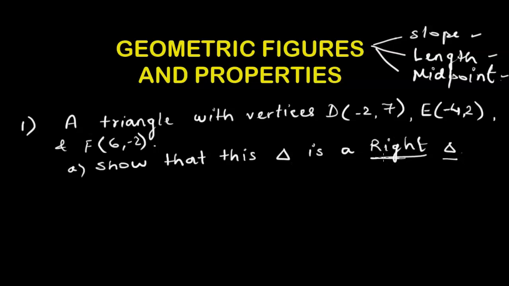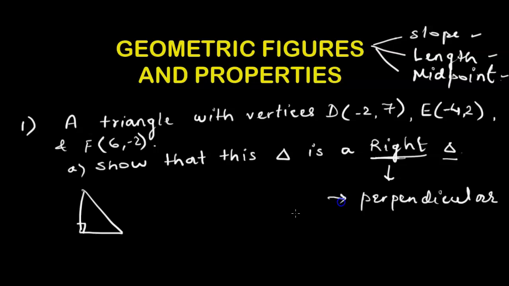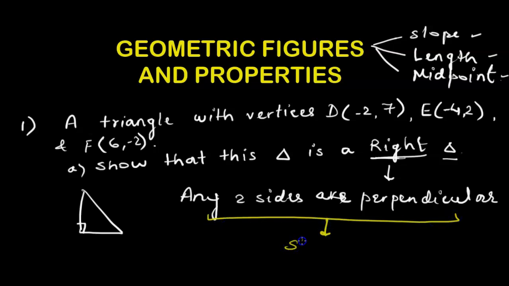Now here we have to prove if the triangle is a right triangle. A right triangle means the angle is 90 degrees between any two sides. We don't know if it's the DE side, EF side or DF side, but we know one thing for sure: the two sides that have slopes negative reciprocal to each other are going to be perpendicular to each other, and perpendicular means the angle is 90 degrees. So a right triangle means any two sides are perpendicular, and to prove that we would require the slope formula. So this is an application of the slope formula.